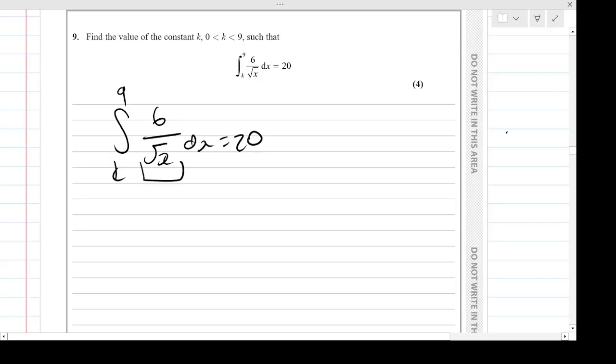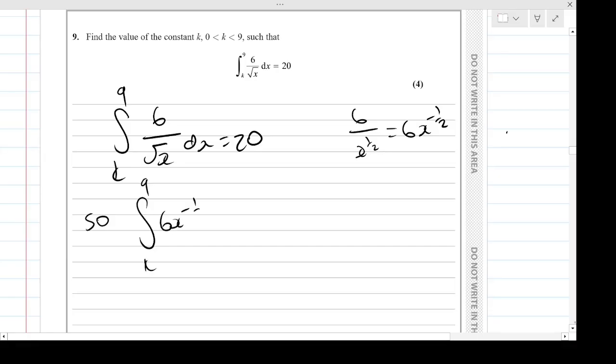So we firstly just work out what the integral of 6 over root x is. Well, 6 over root x, obviously we're going to have to simplify it to write it as a power. We don't want any roots or fractions. Well, 6 over root x is going to be 6, well, x to the minus a half, right? Because that's x to a half, root x. And then its reciprocal, so 6x to the minus a half. So that means that I've got the integral of 9 to k of 6x to the minus a half dx.